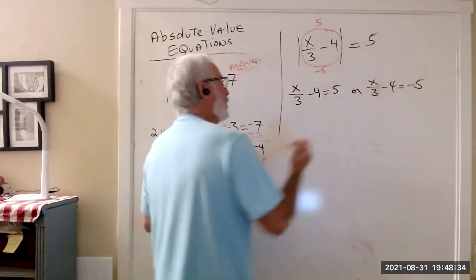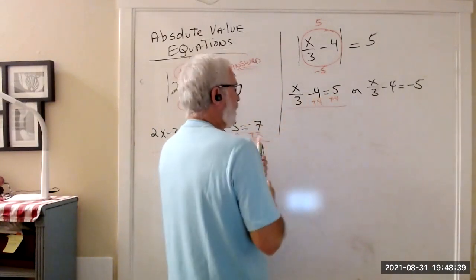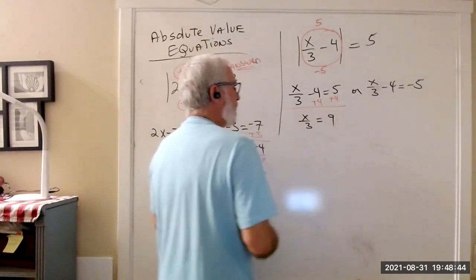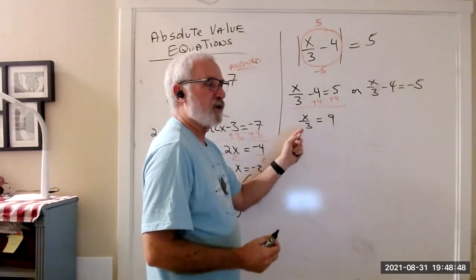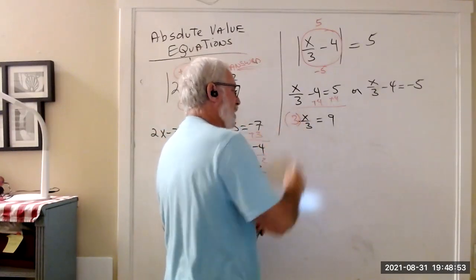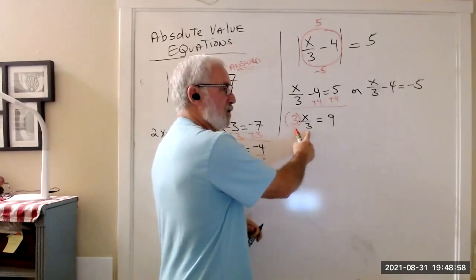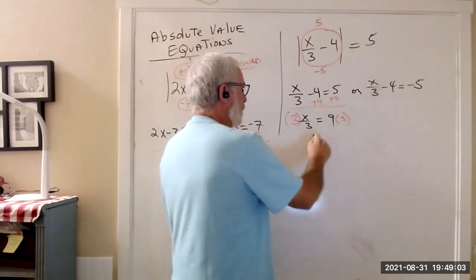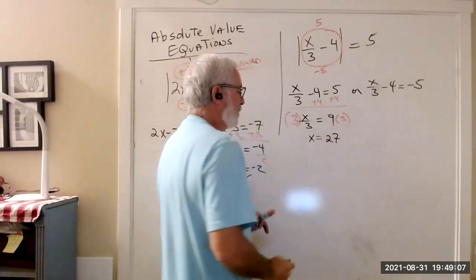Now, solve each one. We're going to add 4 to this side and this side. That's going to give me x/3 = 9. Now, a little bit tricky here. This is x divided by 3. So to get the x alone, we're going to multiply by 3, because multiplication and division cancel each other. But we have to multiply this side by 3. Keep it balanced. So we have x is 27. Okay, I got that one right.